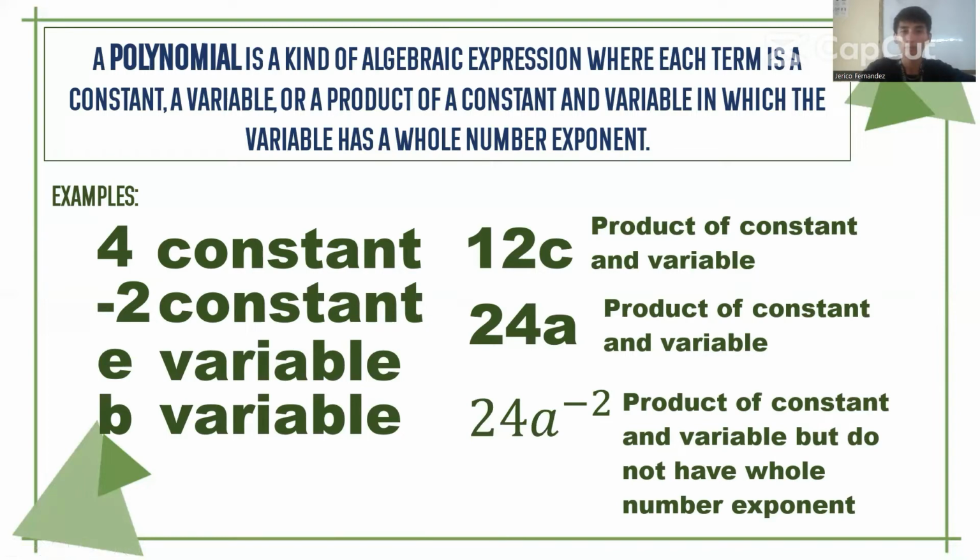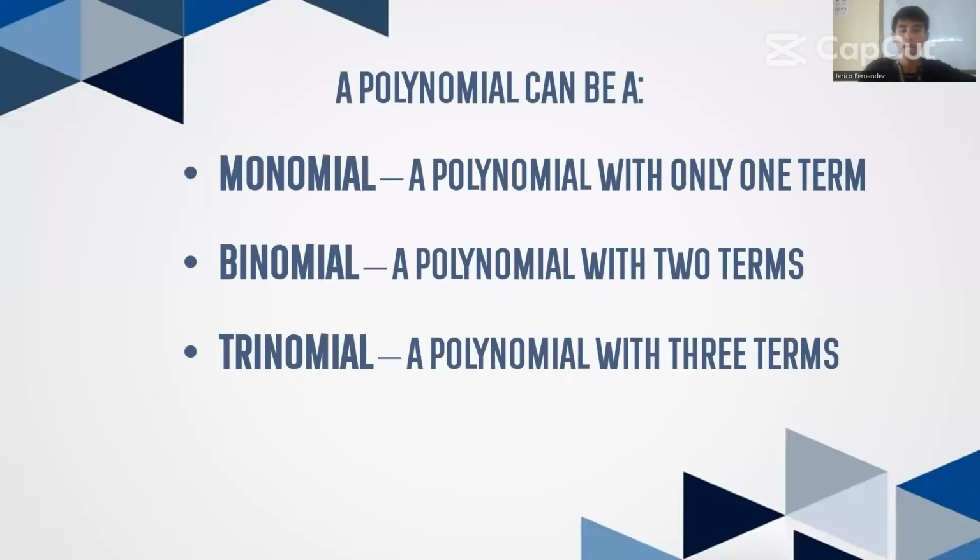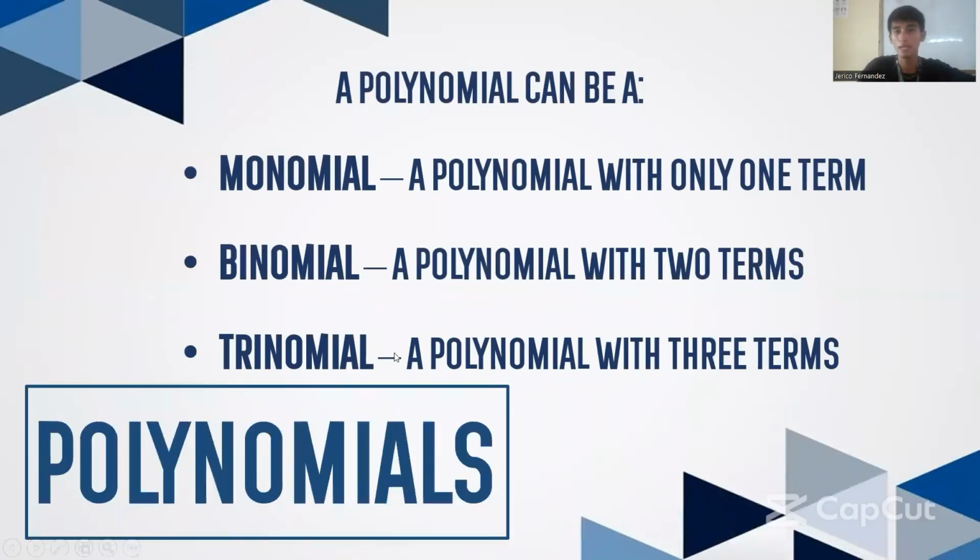So, we have a polynomial can be a monomial, wherein a monomial has only one term, isa yung term. Binomial with two terms. Paano naging binomial? Two terms siya, separated by plus or minus. Trinomial naman, with three terms, ganun din, separated by operations, plus or minus. Okay? Ayun yung tatlong classification. We have monomial, binomial, and trinomial.